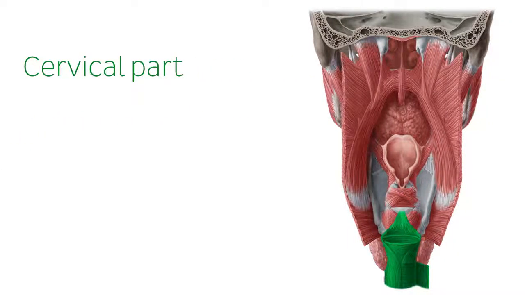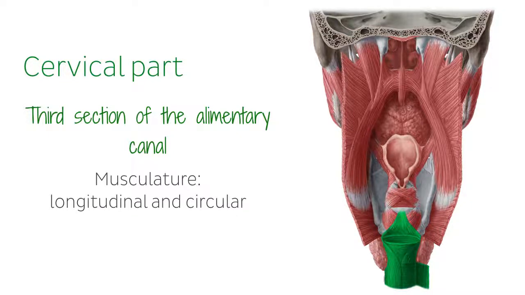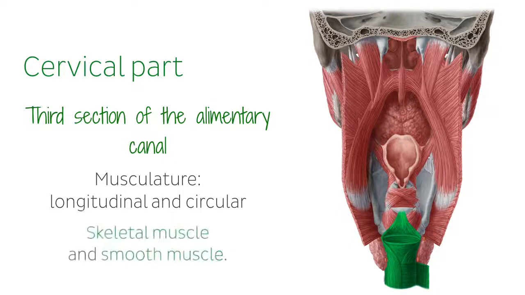The esophagus is the third section of the alimentary canal after the oral cavity and the pharynx. The cervical part of the esophagus is situated in front of the cervical part of the vertebral column. The overall musculature of the esophagus runs both longitudinally and circularly for about 22 centimeters, utilizing both skeletal muscle on the superior third and smooth muscle on the inferior two-thirds.